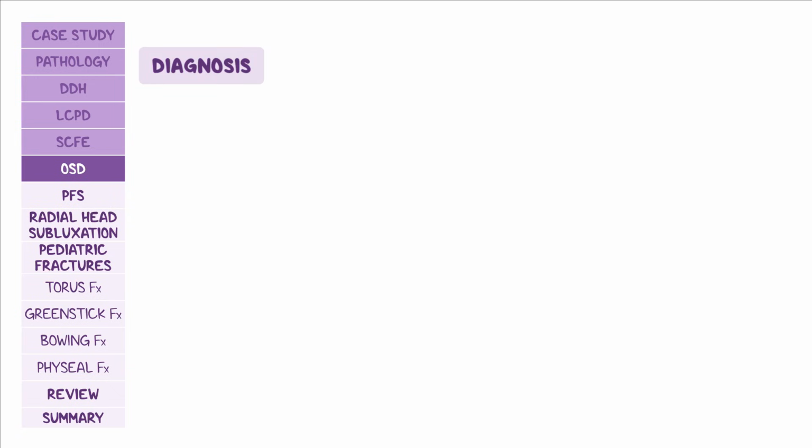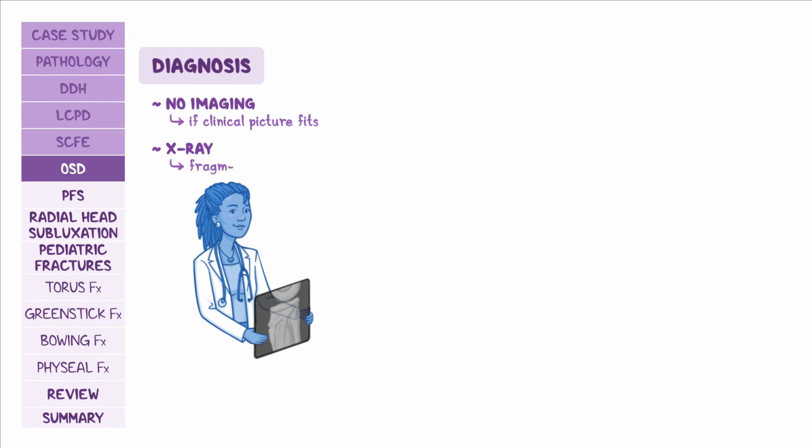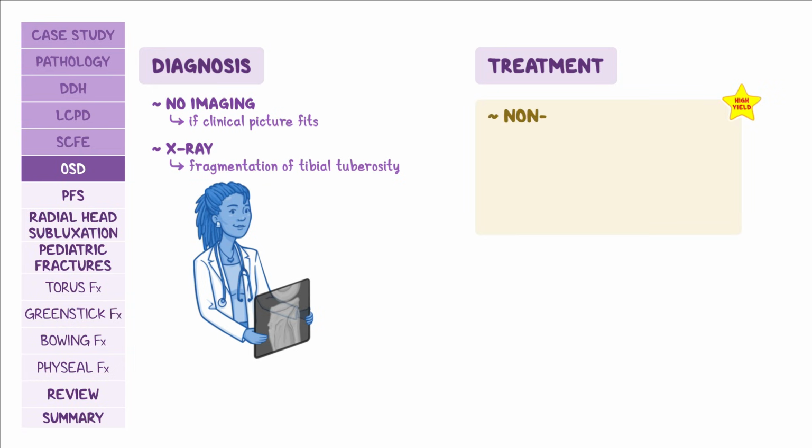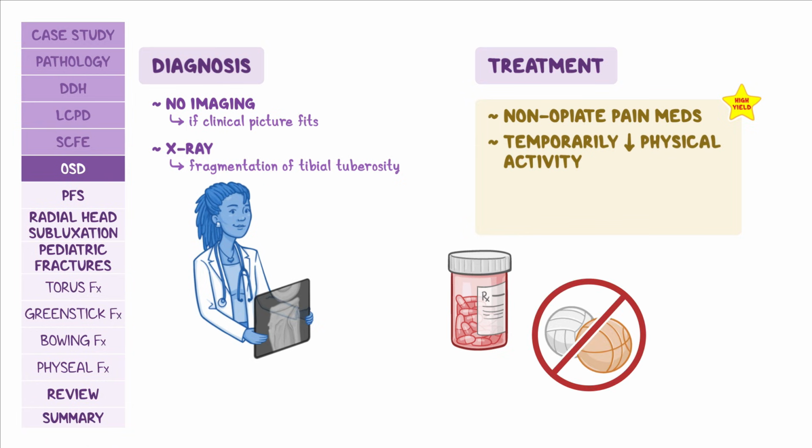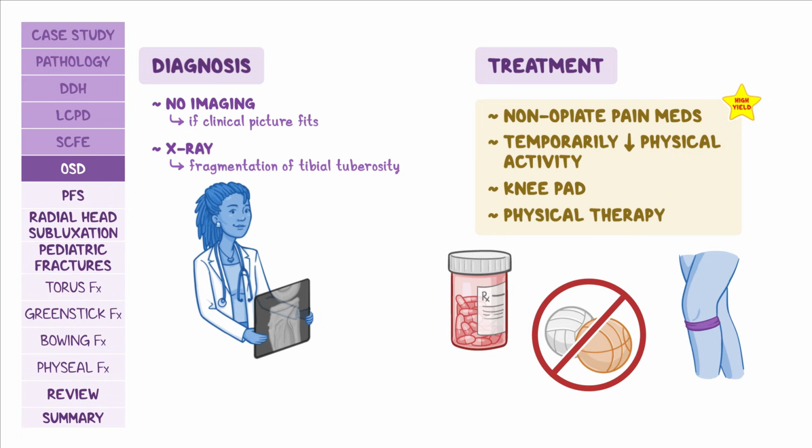Now, for the diagnosis of Osgood-Schlatter disease, no imaging is needed if the clinical picture fits. If an X-ray is done, it might show fragmentation of the tibial tuberosity. For treatment of Osgood-Schlatter disease, all that's typically needed is non-opiate pain medication, temporarily reducing physical activity, and applying ice to the tuberosity to reduce the swelling. That's because the disease is usually self-resolving once the individual stops growing. In the meantime, wearing a knee pad to protect the tubercle can be helpful, as can physical therapy.